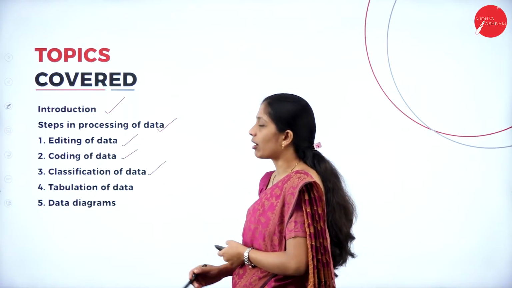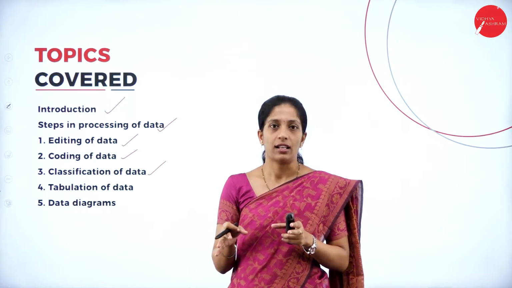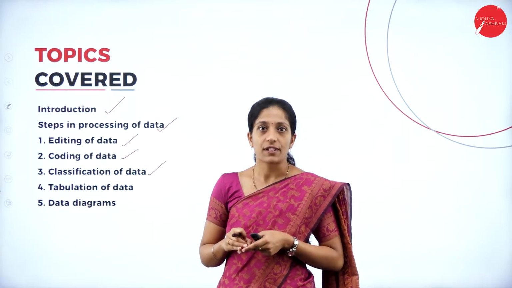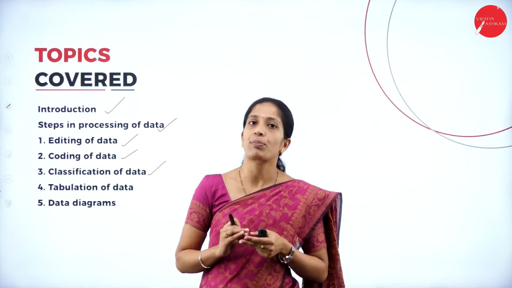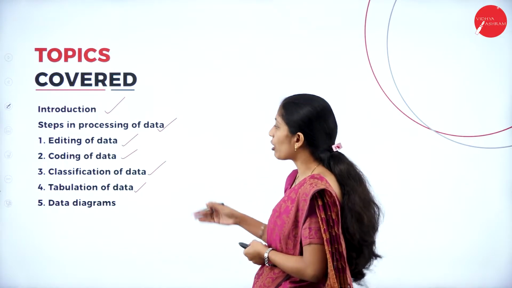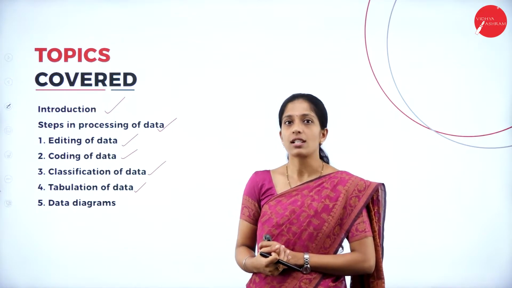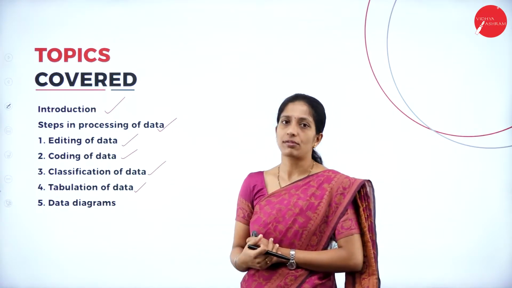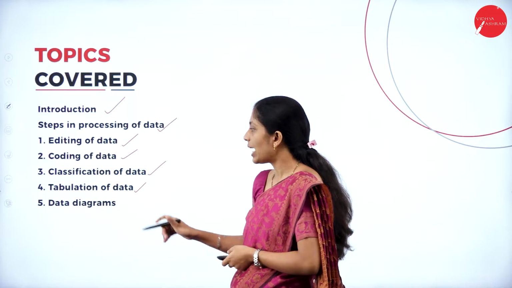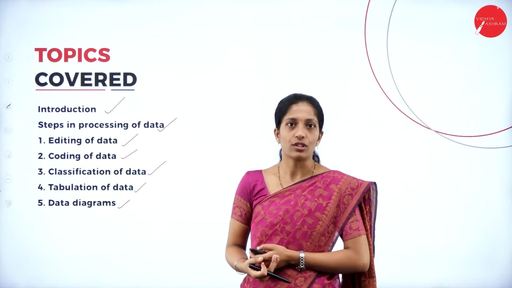Next one is classification of data. Based on some criteria, we have to classify the bulk data. The main intention of classification is to make the tabulation process very easy. The next process is the tabulation process, right? So, in order to make tabulation easier, we have to classify the data based on some criteria. That is known as classification of data. And the next process is tabulation of data, which we are going to learn today, and we are also going to learn about data diagrams. These are the two concepts we are going to learn today.